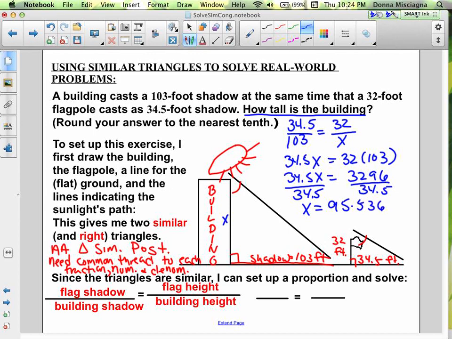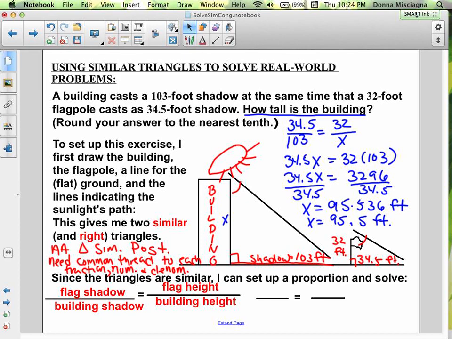95.536 feet. I like more decimals rather than less decimals, but since I put in round to the nearest tenth, x would be 95.5 feet. I personally don't take off if you don't round, as long as you don't round incorrectly.